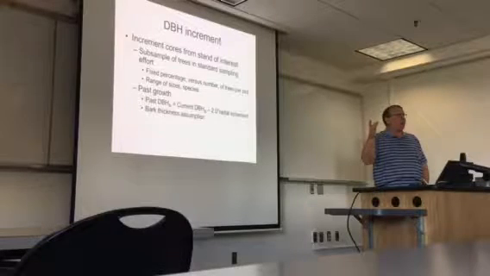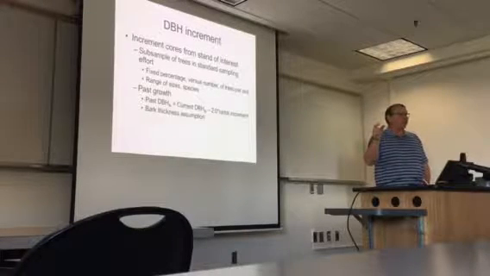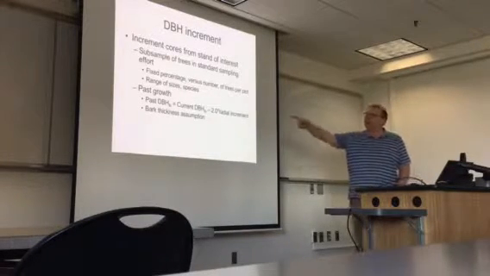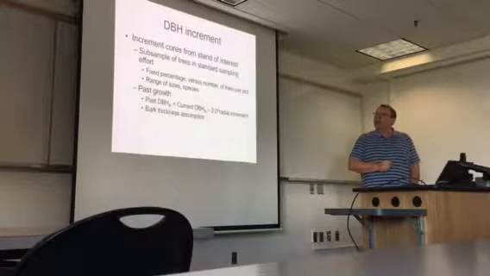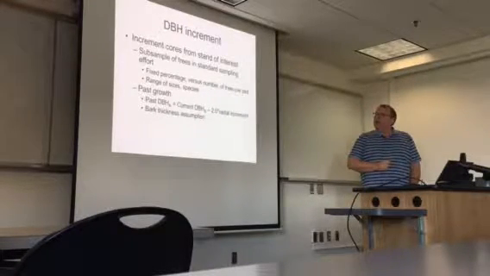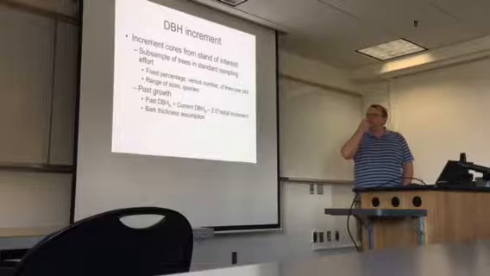Maybe we're interested in 7 years growth. Fine. Measure the radial increment over the last 7 years. And we need to double that to get DVH increment. And so our best estimate of past DVH inside bark would be the difference between those two.